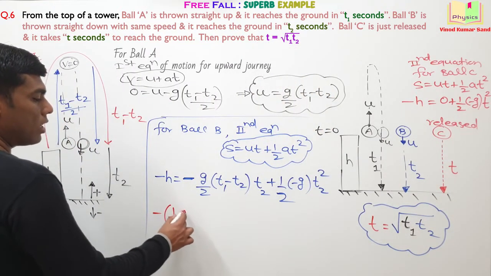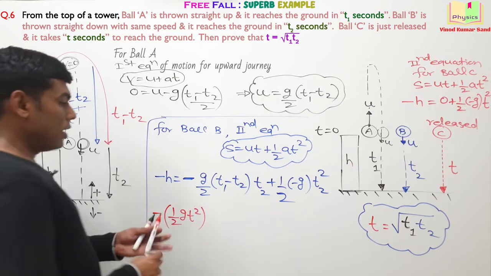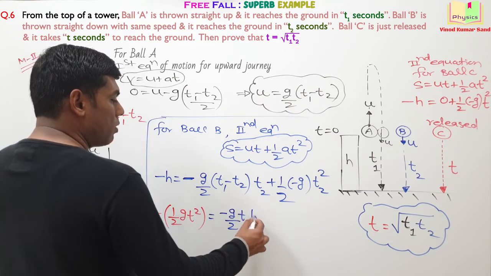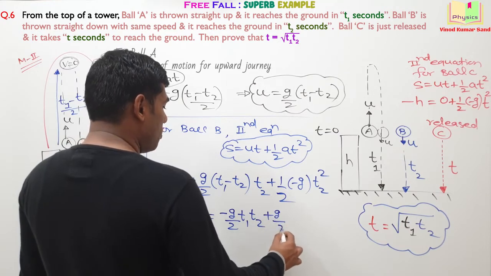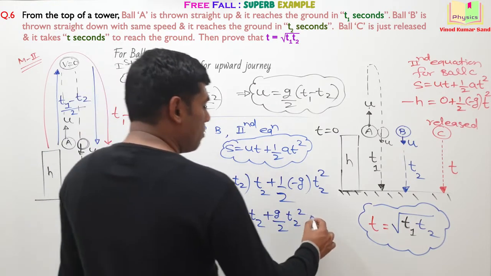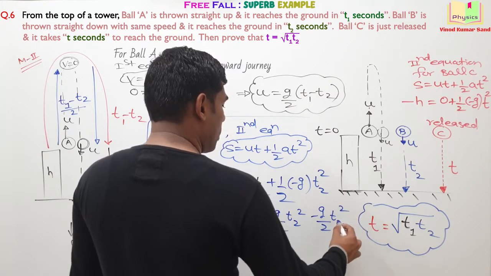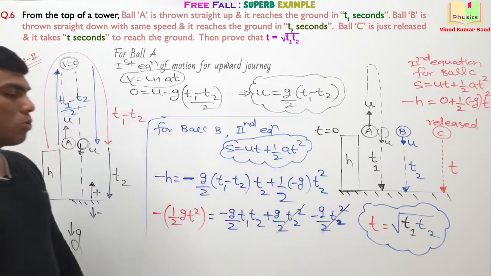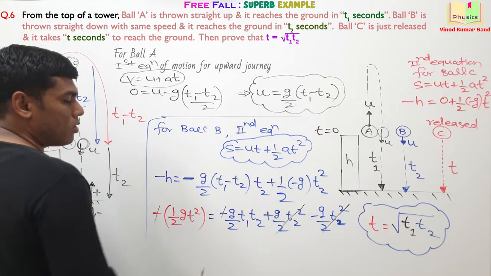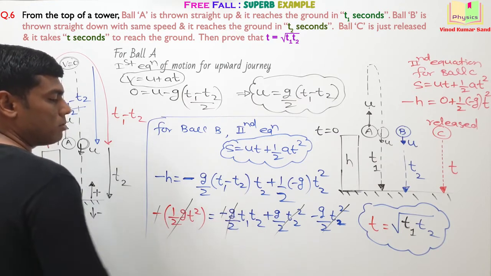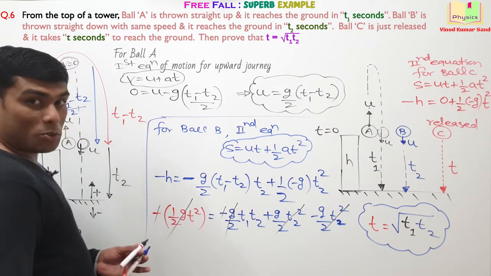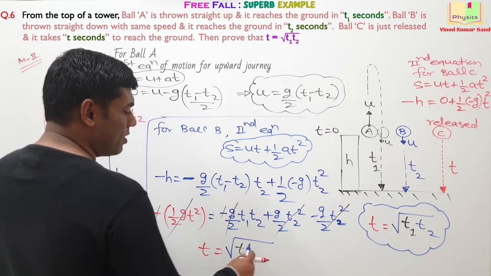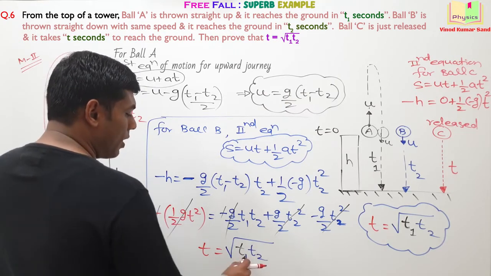At the place of h, I am putting half g t square, and I am simplifying this RHS, minus g by 2 t1 t2 plus g by 2 t2 square minus g by 2 t2 square. See, this g by 2 t2 square and g by 2 t2 square is getting cancelled out. This negative sign is also getting cancelled out. This g by 2 and this g by 2 is also getting cancelled out. What we are left with? t is equal to root t1 t2. Check it once. We have obtained the required answer.